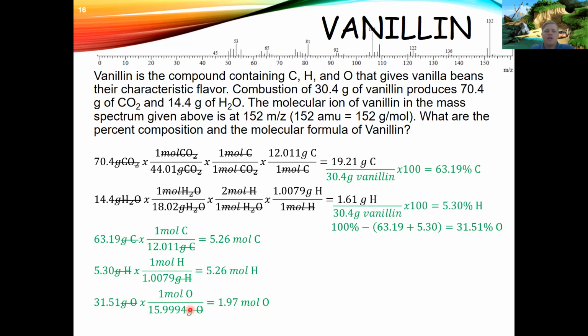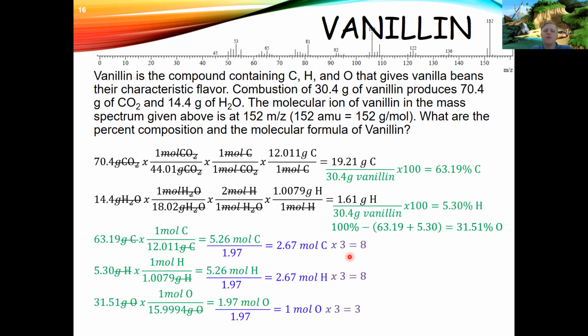Now, the next thing we've got to do is divide by the smallest number of moles here, which would be oxygen, so we can get these as close to whole numbers as possible. So we'll divide by 1.97 for each of these, and that gives us 2 2/3 moles of carbon, 2 2/3 moles of hydrogen, 1 mole of oxygen. Since we've got 2 2/3, we're going to have to multiply all of these by 3 to get whole numbers. So we do that, and now we've got 8 carbons, 8 hydrogens, 3 oxygens.